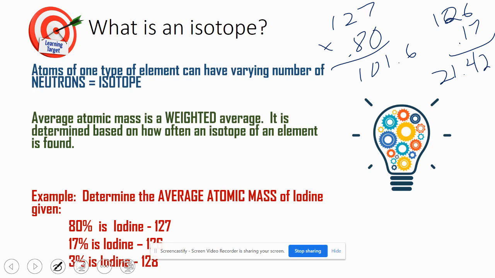And then the last one is 3%. So there are a few atoms that weigh 128. So we take the 128 and we multiply by 3%, and that's only 3.84. And then you would add these up. So 3.84 plus the 21.42 plus the 101.6, and you get 126.86.